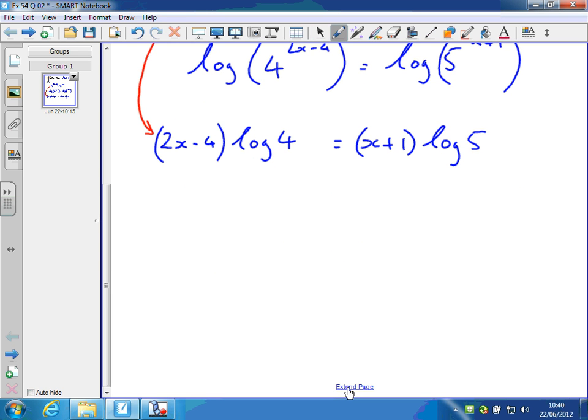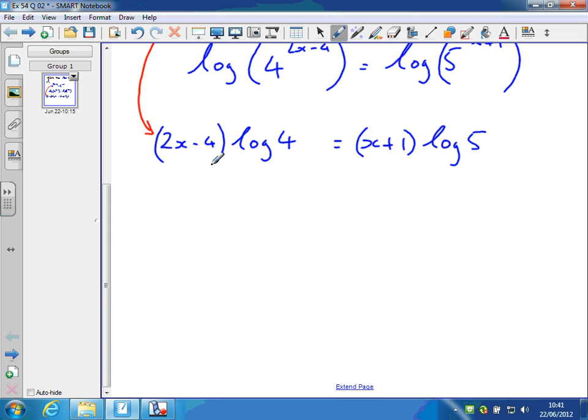Now at this point, I could expand out the brackets and multiply 2x by log 4, and then minus 4 by log 4, and then on the other side, x times log 5 plus 1 times log 5. That will work, but it's quite long-winded. What I always do in these cases is think, I'll try and make life easy for myself. So if I divide both sides by log 4, then I'm going to get something on the right-hand side that's easy to multiply out. X plus 1 times that answer is much easier to work out than 2x minus 4 times something.